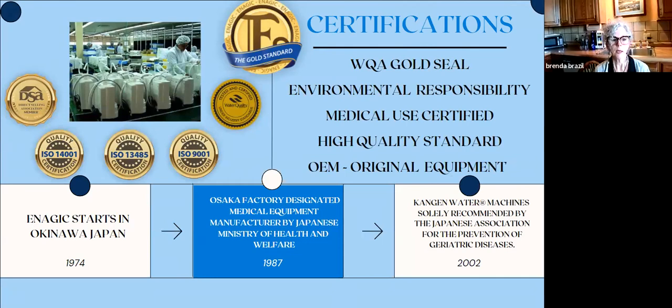A little bit about the company. So it started in Okinawa in 1974. Now Okinawa is like number one in longevity, or they were. I'm not sure exactly where they stand right now, but this was started in 1974. So almost, well, 48 years ago. And in 1987, the Osaka factory designated these systems as medical equipment. And that was by the Japanese Ministry of Health and Welfare, which is kind of like our FDA here, and it's comprised in Japan of 6,500 doctors. So that was a big deal.